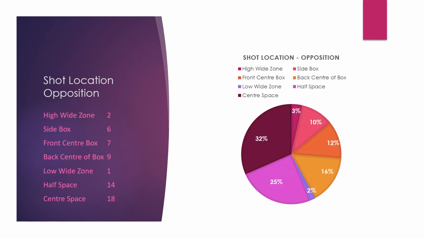The opposition, their favorite place to take shots is the center spaces. As a defensive coach, you're going to take this all day long. Shots, long range, from the center space. The goalie can see it the entire way coming in. That's a great location. Their next place is that half space. So the bulk of the opposition shots are coming from outside the box.